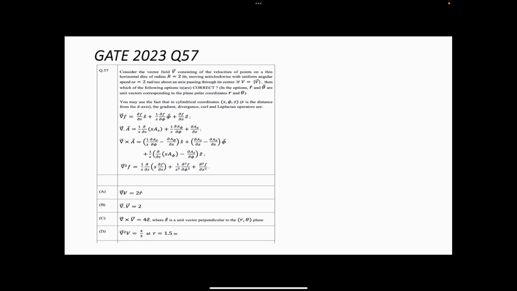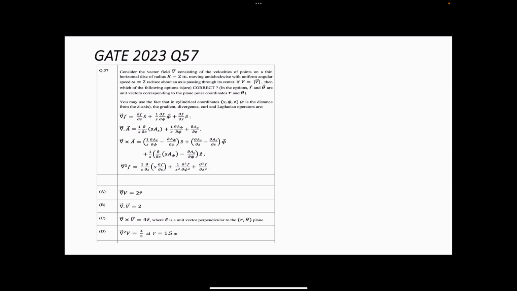This is GATE 2023 question number 57, which is a kind of a mathematical physics vector calculus question. We have to use those particular techniques to understand this question. So consider a vector field V consisting of velocities of points on a thin horizontal disk of radius R equal to 2 meters moving anti-clockwise with uniform angular speed omega equal to 2 radians per second about an axis passing through its center.